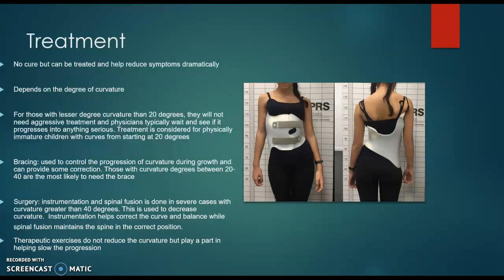A form of treatment is bracing. It's used to control the progression of curvature during growth and can provide some correction. Those with curvature degrees between 20 and 40 are most likely to need the brace.